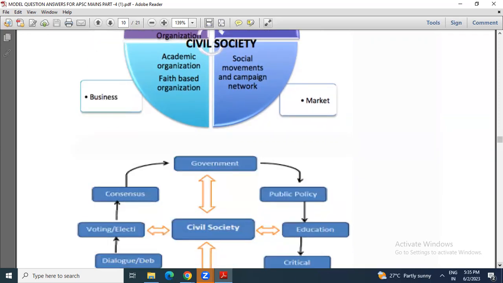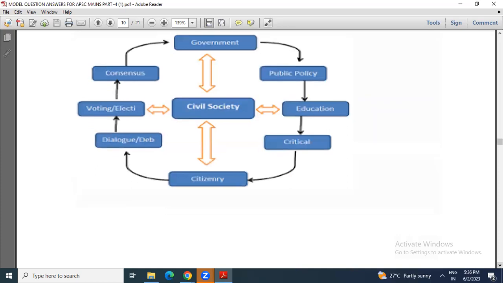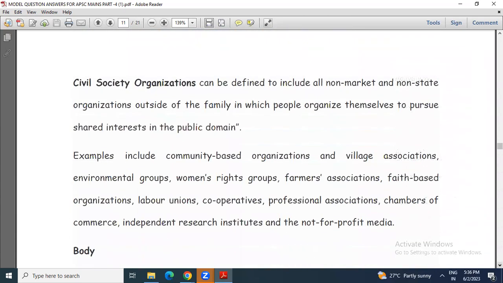Then there is one more picture in this case. See, this part is government and this part is citizenry. Civil society is linked with both of them. Government frames public policy related to education and so on; citizenry engages through dialogue, debate, voting or elections, consensus, and then government. So they are both linked to each other, and civil society acts as a mediator between government and citizenry. Now let's come to the answering part.